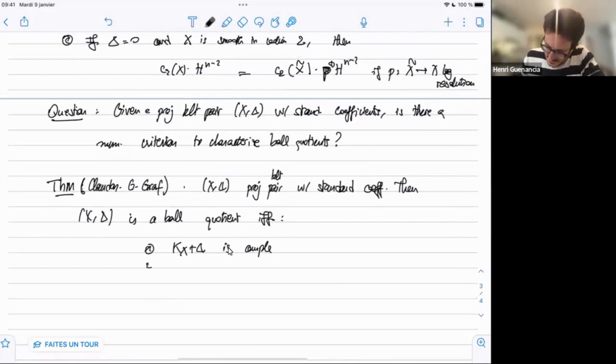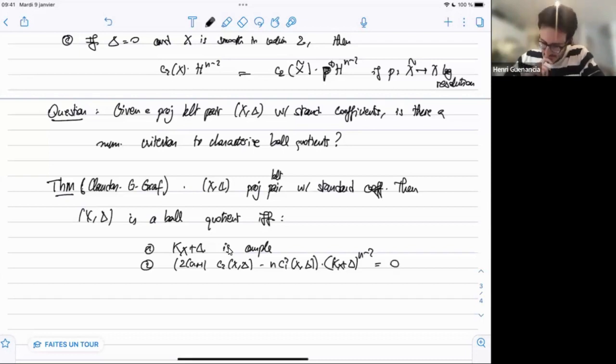And the second condition is that we have Miyaoka-Yau equality, so (2n plus 1) C2 of X-delta, which I have not defined for lack of time, minus 2 is 0. Okay, so that is the theorem.